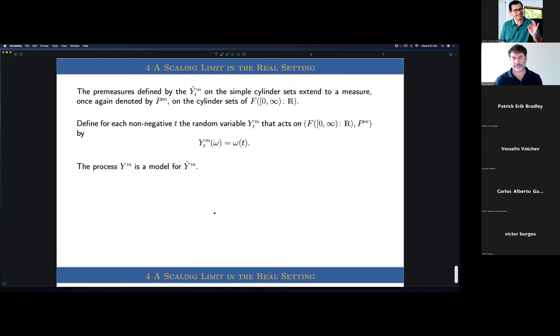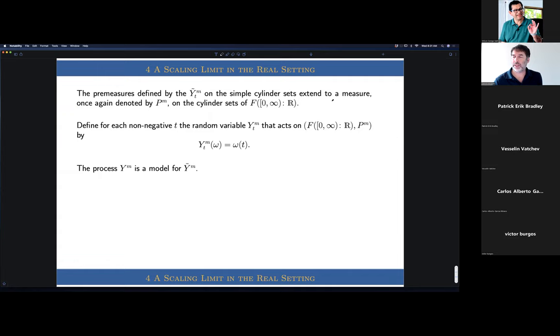The pre-measures defined by Y_M on the simple cylinder sets, remember, that forms a pi system, extend to a measure, once again denoted by P_M, on the cylinder sets, and this should be F, 0 to infinity, R. So this process Y_M that acts by evaluation at t is a model for this abstractly defined random variable.